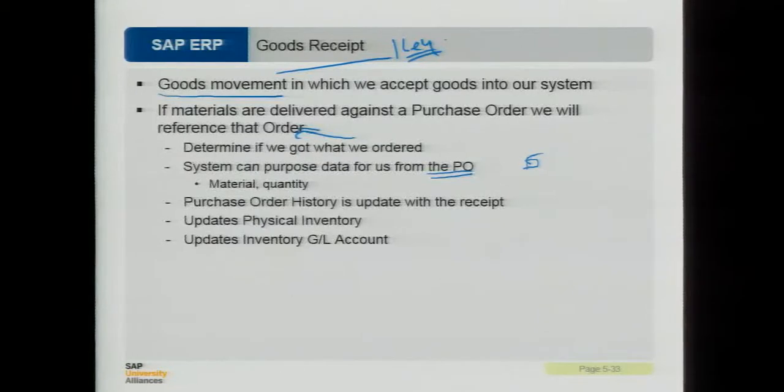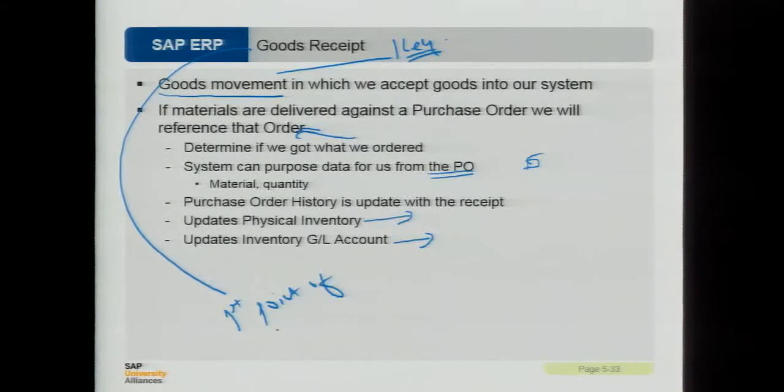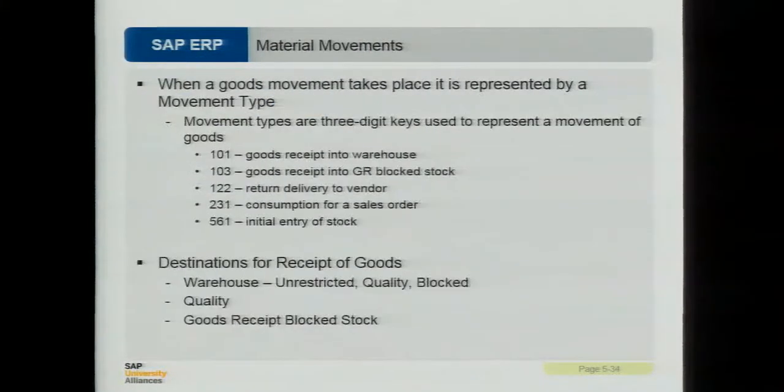And then the purchase order history is updated with the receipt. As soon as we receive the goods, the system updates the purchase order history so that we can see how much is delivered and how much is remaining. Automatically physical inventory is updated, and automatically accounting is done for that inventory. So GR is the first point of accounting integration in the procurement cycle. Which account is to be debited and which account is to be credited, we shall see later in the further slides.